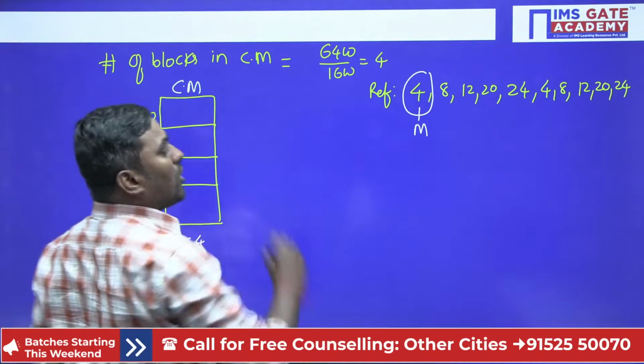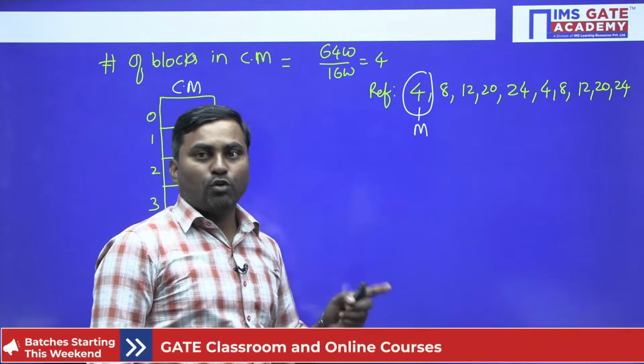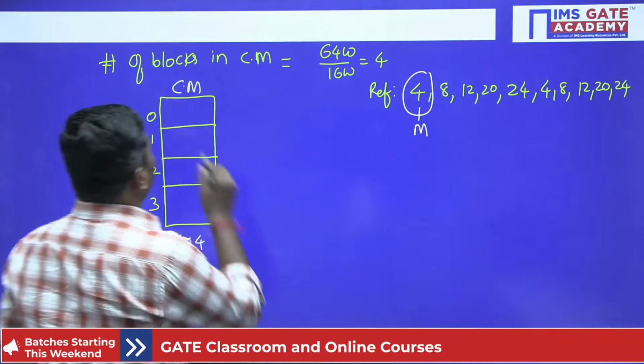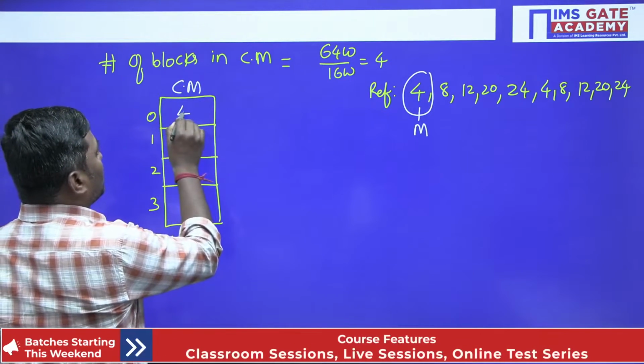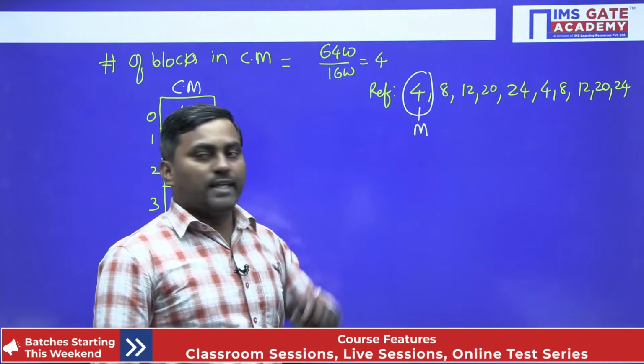4 modulo 4, how much? So k modulo n, nothing, 4 modulo 4. What is 4 modulo 4? 0. So in this position you have to place 4. Yes.